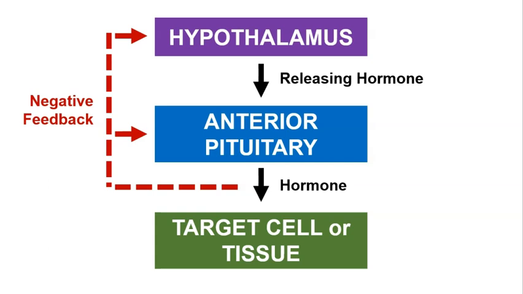This hormone from the anterior pituitary would be secreted into general circulation, and it will travel throughout the body until it reaches its target tissue or cells. As levels of hormone from the anterior pituitary start to accumulate in the bloodstream, this is going to feed back to slow the release of that hormone from the anterior pituitary and to slow the release of the releasing hormone from the hypothalamus. So this is a negative feedback system, as increased levels of a hormone in the blood work to slow the release of the hormones earlier in the chain.